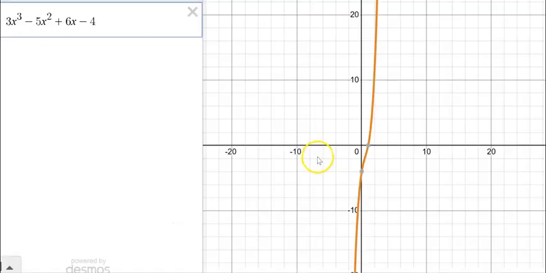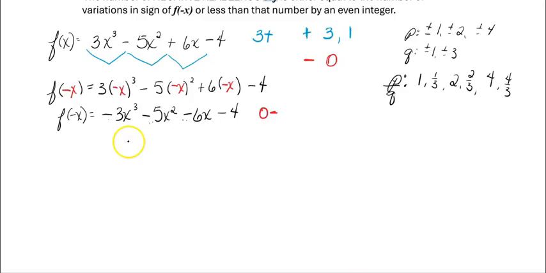And if I come over here to Desmos and I graph it, I see that it only crosses the x-axis at one point, and it looks like it's the point 1, 0. So that really narrows my choices down. So I can come back over here to the polynomial, and I'm going to go ahead and test my 1 algebraically by using synthetic division just to make sure that it's a 0. So I'm going to list my coefficients as 3, negative 5, positive 6, and negative 4.